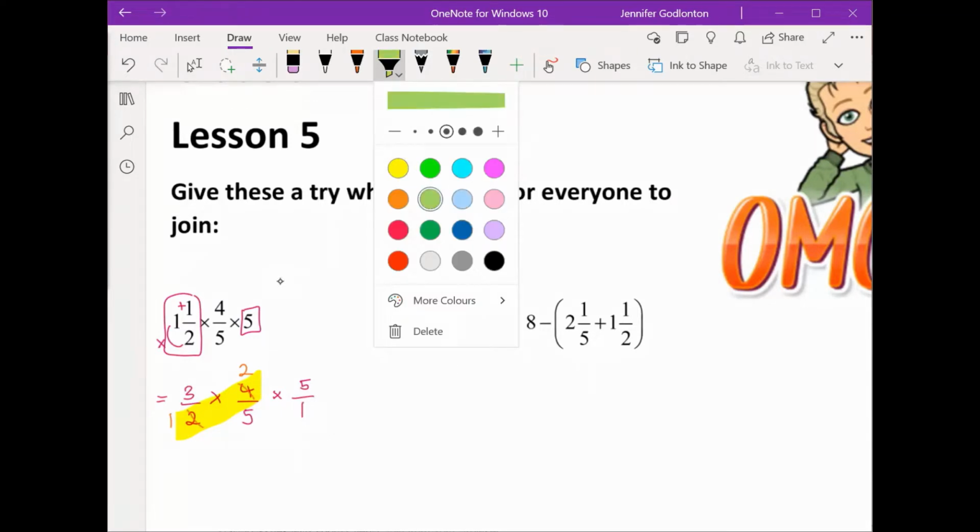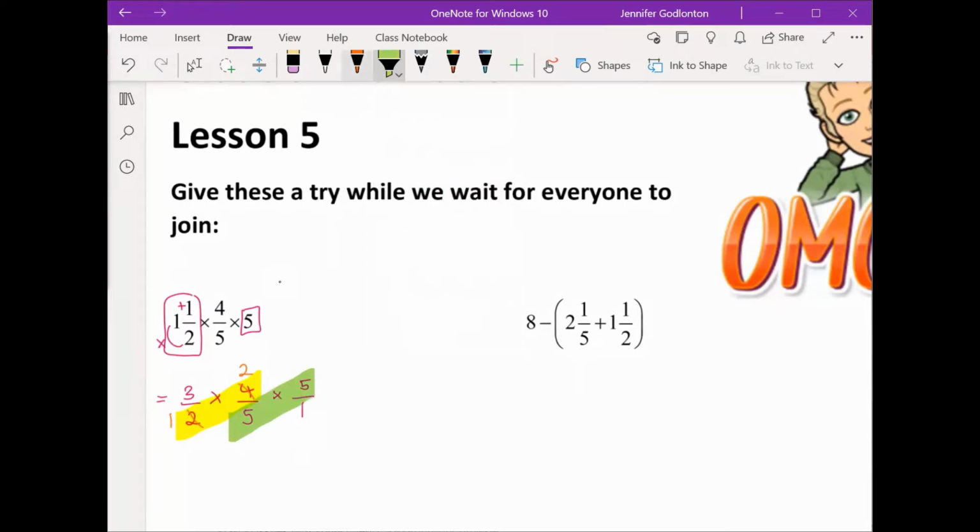And what about these two? Who can help me out there? What can I do if I've got a 5 at the top and a 5 at the bottom? What's going to happen? 5 goes once to 5. Good. So we have a 1 and we have a 1.